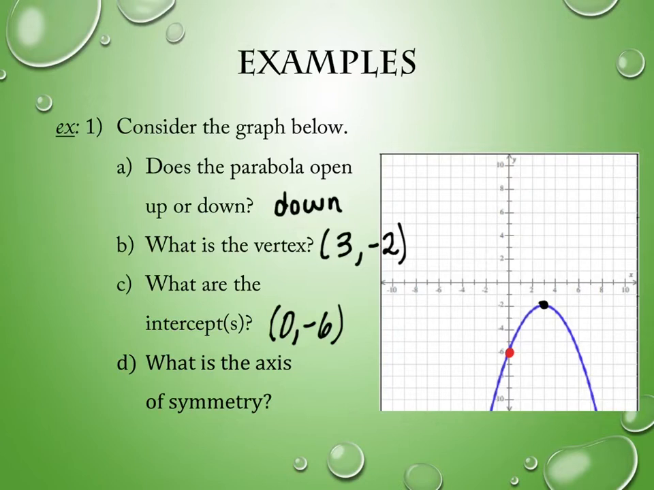And then the axis of symmetry, that is the location where it cuts the graph in half, always goes through the vertex. And this equation is the line x equals 3, because at every point along that line, the x value is 3.